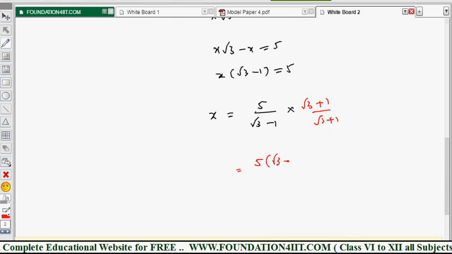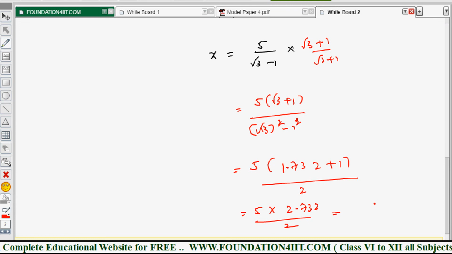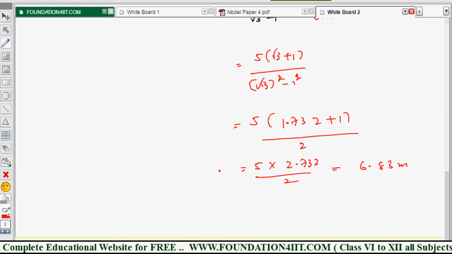Then 5 into root 3 plus 1 by, down is root 3 minus 1 into root 3 plus 1, is a plus b into a minus b formula, a square minus b square. So root 3 square minus 1 square, then that is 5 into root 3 value 1.732 plus 1 by the square and root cancel, 3 minus 1 is 2. So 5 into 2.732 divided by 2. Just if multiply and simplify, you get 6.83 meters. So x is equals to 6.83 meters.